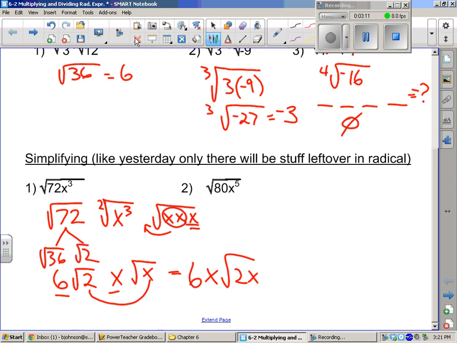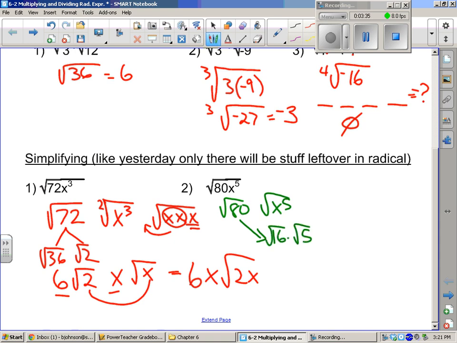I'm going to get a different color. I'm going to get all fancy. Alright, square root of 80 and square root of x to the fifth. 80, I'm going to break into, let's see. I know 4 would work, but I'm guessing there's something bigger. 4 times 20. So therefore 4 and 4. 16. 16 times 5. So 16 and 5.